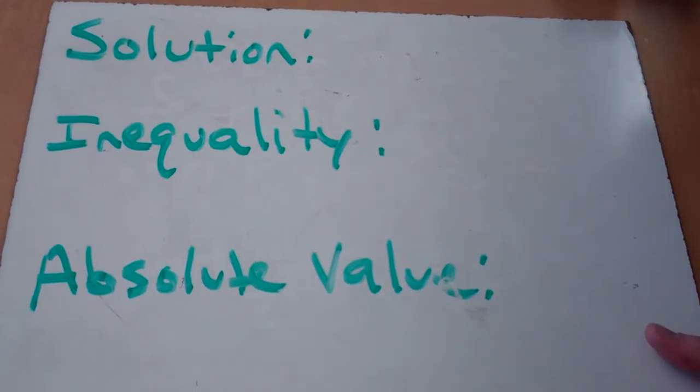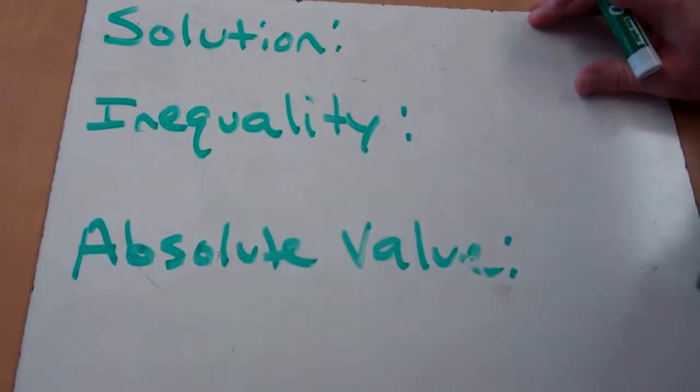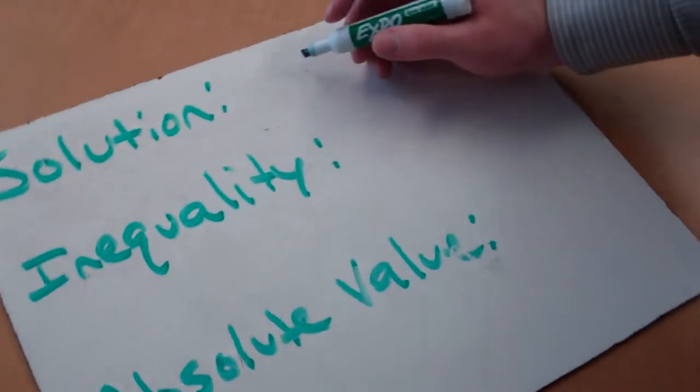So you see variables all the time. You see x's, y's, z's, t's, s's. We're trying to find the quantity that makes that equation work, and that's called our solution.